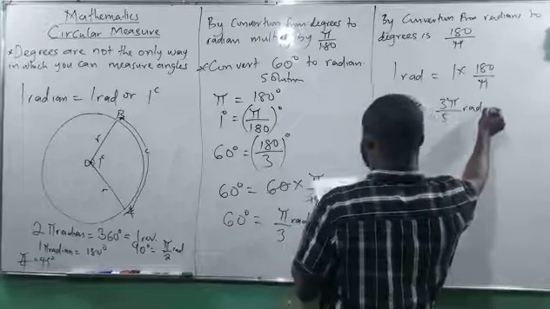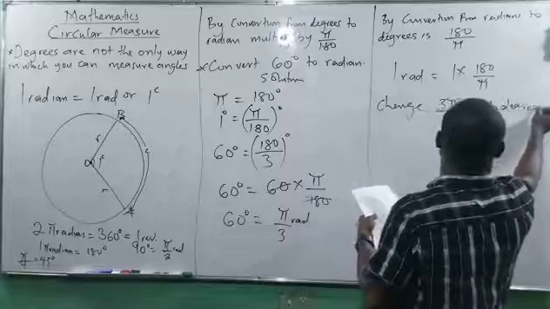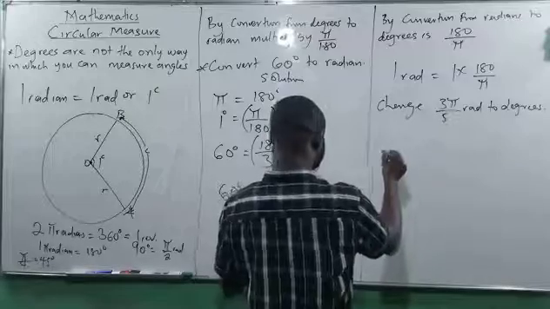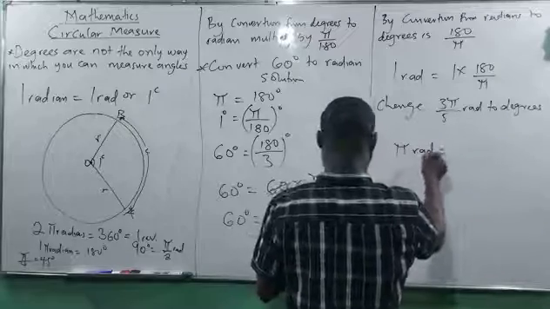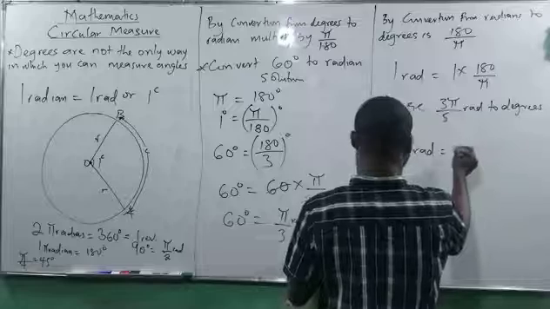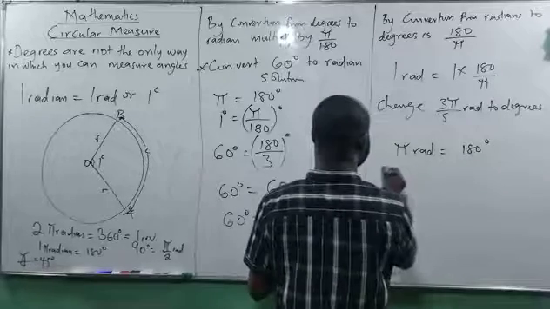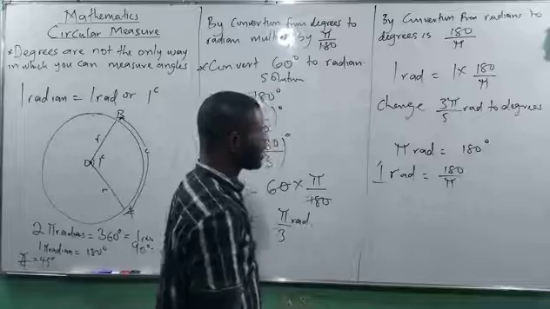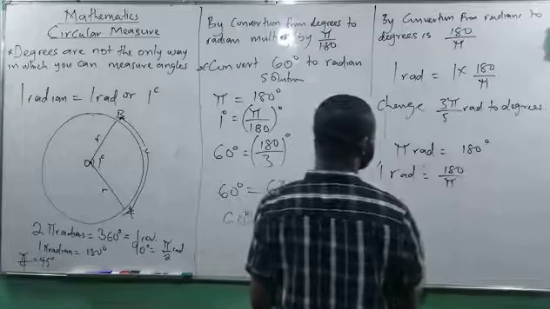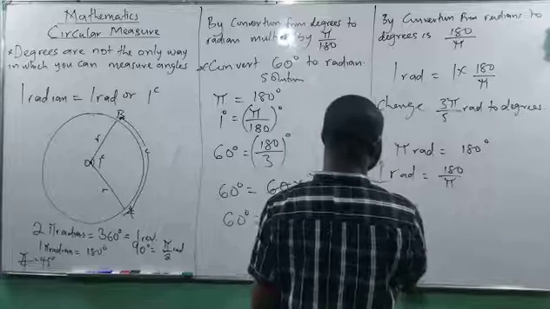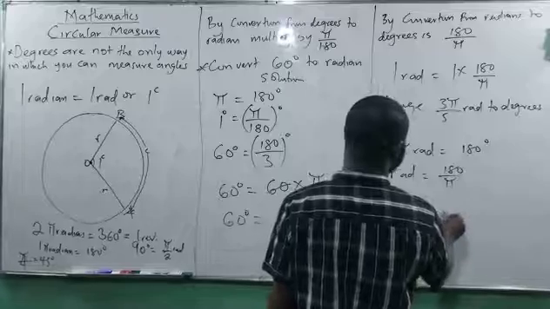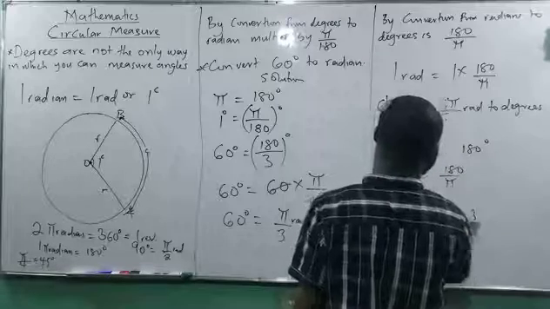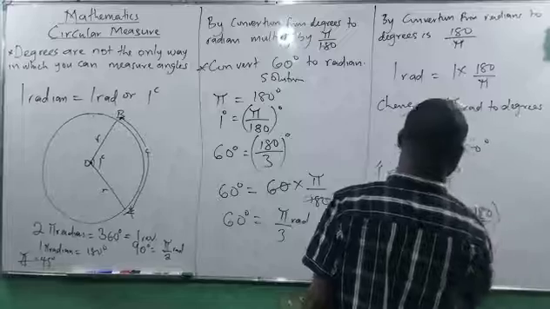Now, if I change, for instance, 3 pi all over 5 rad to degree or degrees. Since I know that pi rad equals to 180 degree, it means 1 rad will be equals to 180 all over pi. That is what you just need to do. It means to change 3 pi all over 5 will be equals to 3 pi all over 5 multiplied by 180 divided by pi, now in degree.